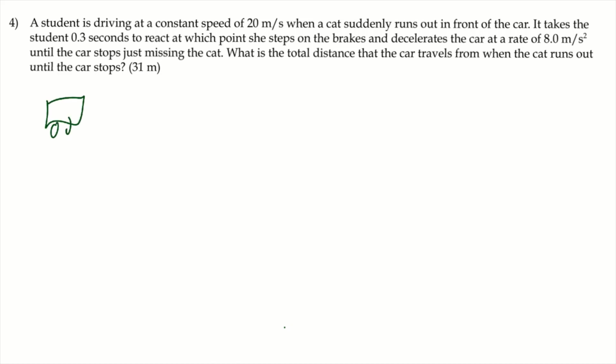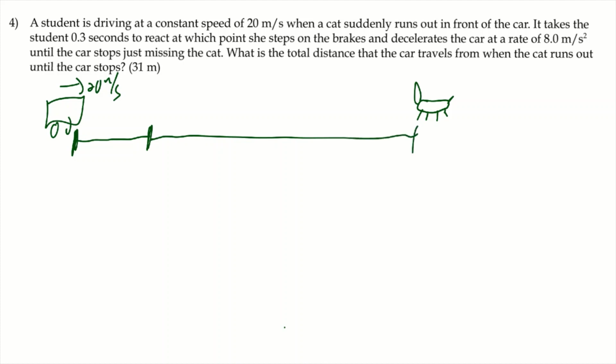Car's moving along at a speed of 20 meters per second. Now somewhere in front, like a little cat, can't really draw a cat, but there's my cat, jumps out in front. And so we don't stop immediately, we react. In that time to react, we haven't braked yet. And so the car is going to keep moving for a short period of time.